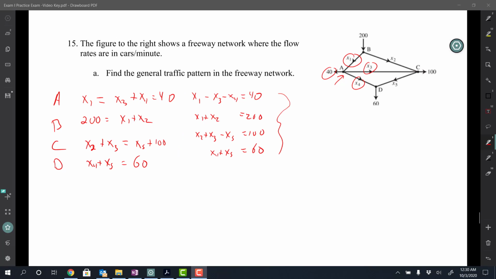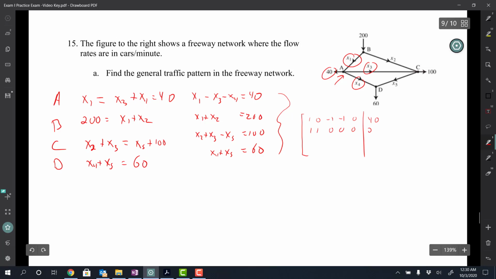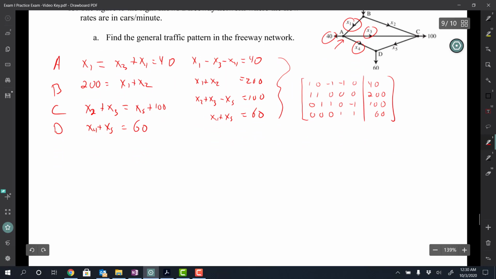All right, from here, I'm going to go ahead and write out my augmented matrix. My augmented matrix is going to look like 1, 0, -1, -1, 0, augmented with 40. Then I'm going to have 1, 1, 0, 0, 0, augmented with 200, and 0, 1, 1, 0, -1, 100, and lastly 0, 0, 0, 1, 1, and 60. Now I have my augmented matrix and I can do my row reduction.